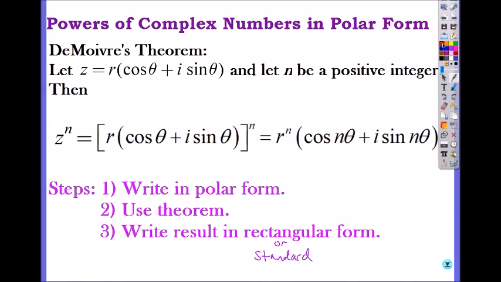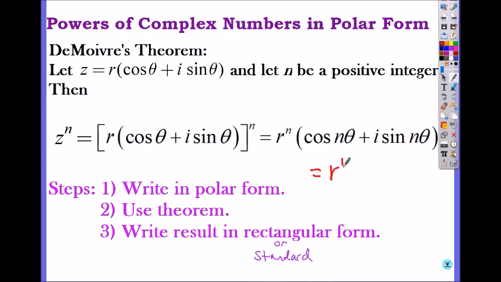To find the power of a complex number in polar form, we have to use DeMoivre's theorem, which is: if z equals r cis theta, and n is a positive integer, the power, then what do you do? It is r to the nth power and cosine of n times theta plus i sine of n times theta. So how do you rewrite it with cis?